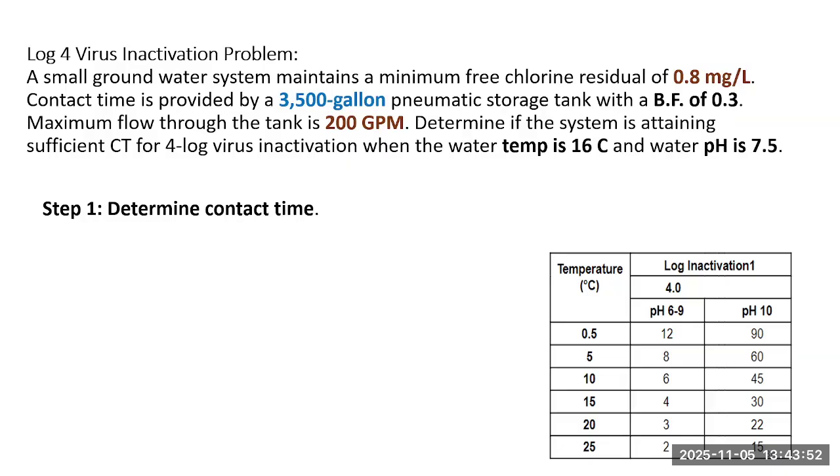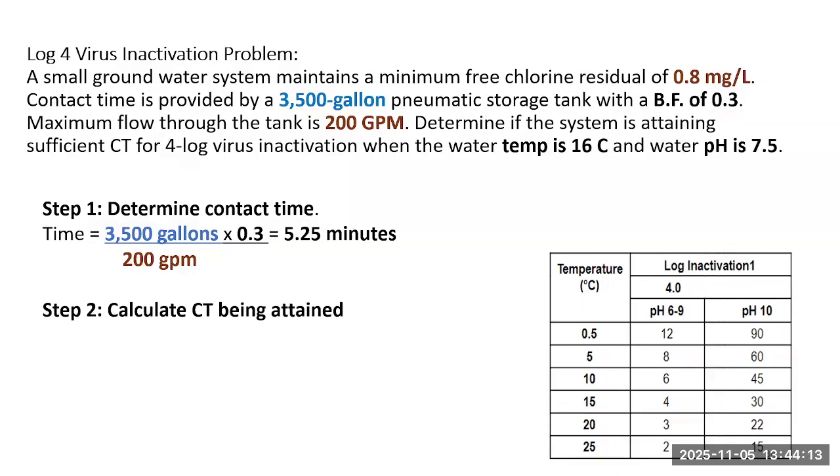So the first thing we do is we determine what the contact time is. Remember that the time is equal to the volume multiplied by the baffling factor and divided by the flow. We do that calculation, and we get 5.25 minutes. The next thing we're going to do is calculate the CT that's being attained. In order to do that, we take our minimum free chlorine residual of 0.8 parts per million and multiply that by the contact time. That gives us 4.2 milligram minutes per liter.